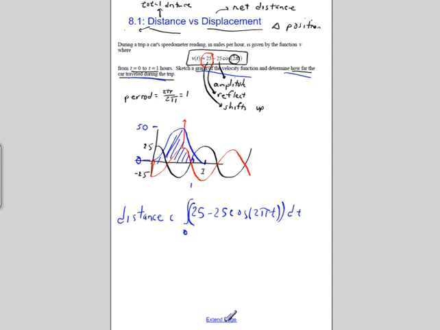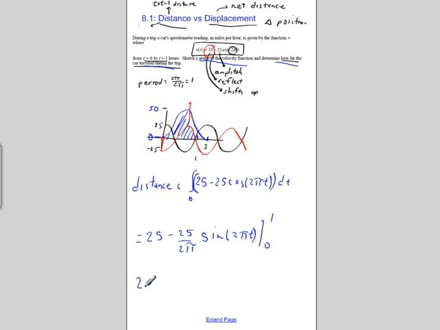So this will equal 25t minus 25 over 2 pi sine of 2 pi t. And we're evaluating this from 0 to 1. Now, while this looks kind of tricky to evaluate, it actually comes out quite nice.